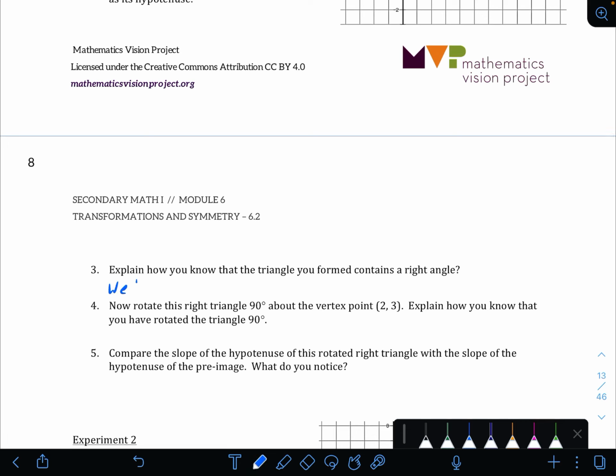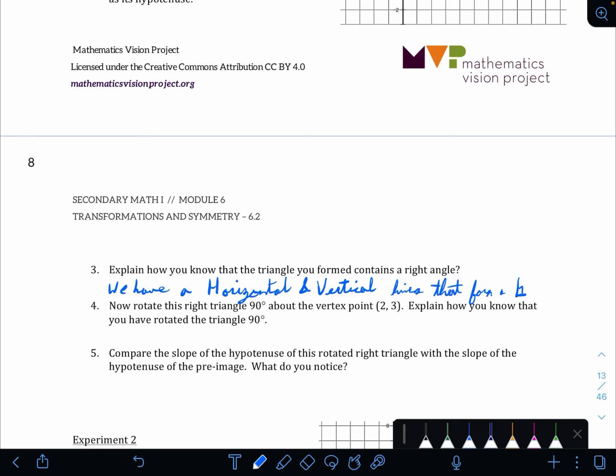We have a horizontal and vertical line. We have horizontal and vertical lines that form a right angle. See, and I just made the symbol for a right angle.